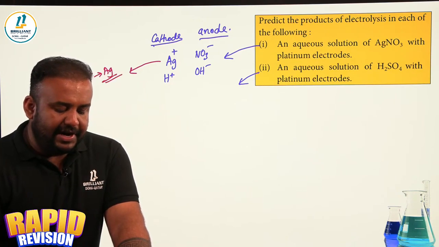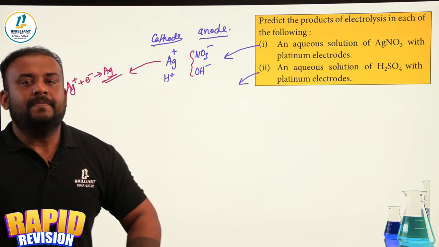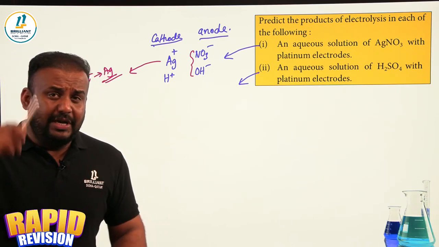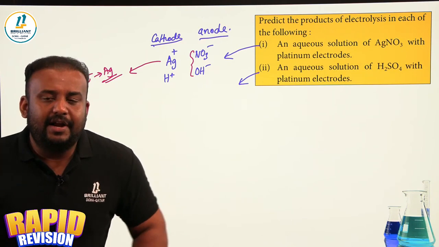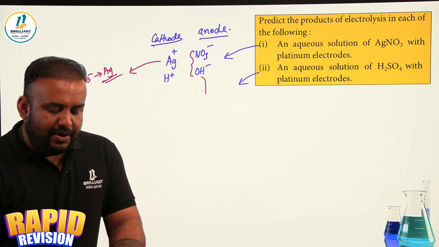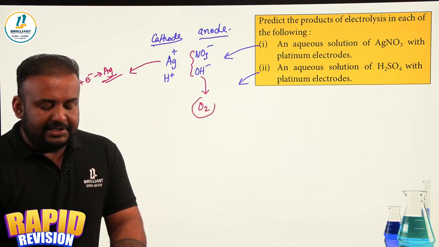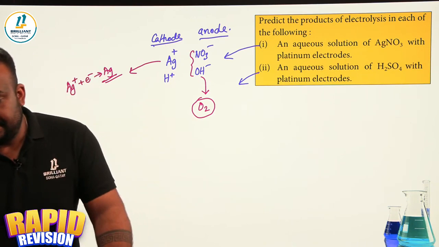So this will be the cathode reaction. And among nitrate and OH minus, who will deposit? Come on. Nitrate and OH minus, I gave you a list to remember. Who will deposit there at the anode? At the anode, OH minus will be discharged to release oxygen. Yes, good.